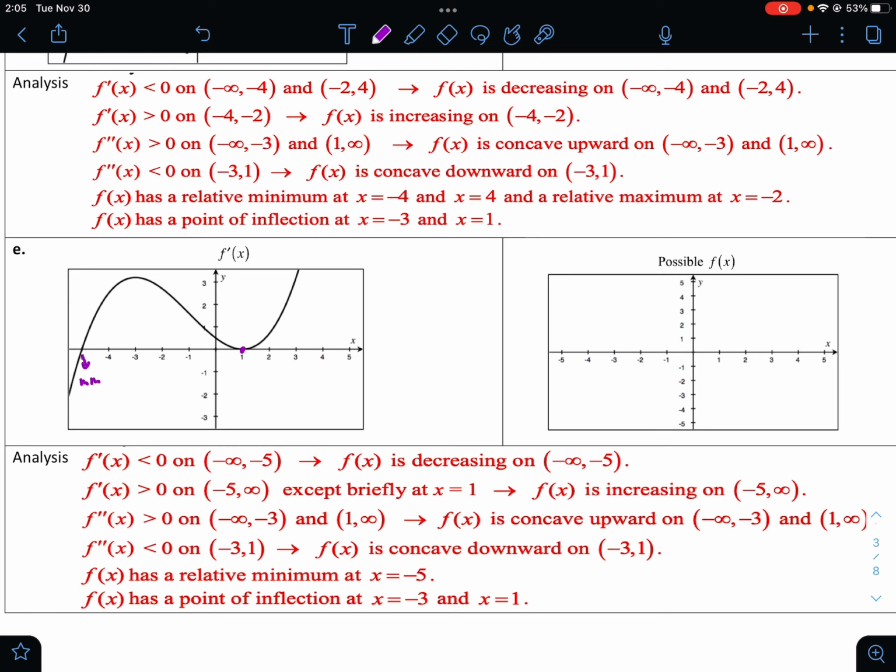So our possible graph, we need a minimum at negative 5, comma something. We're not told where this has to be. So negative 5, comma something would be a minimum. And it's going to be increasing the whole time after that, except at 1, it should flatten out. So maybe our graph looks something like that. So it's concave up, concave down, concave up as we go through it, with possible inflection points at negative 3, like we said already, and 1, like we said already. So it's concave up, down, and up.